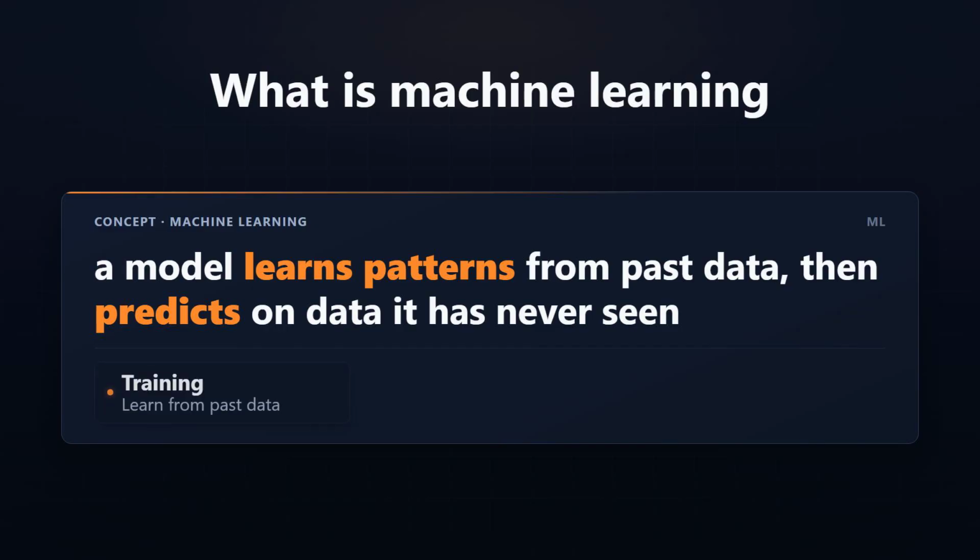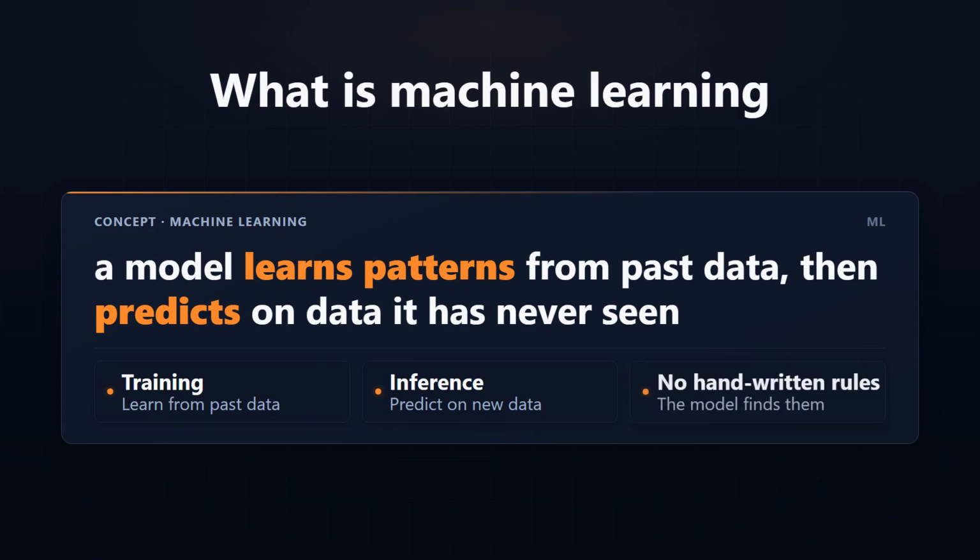You feed a model lots of past data. That step is called training. The trained model then looks at something new and makes a prediction. That step is called inference. Nobody wrote the rules by hand, the model found them.